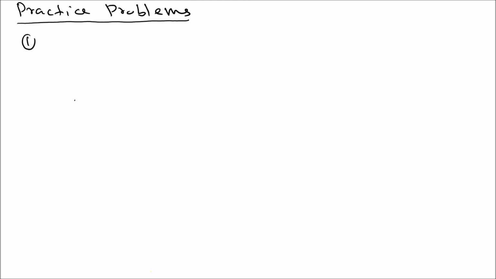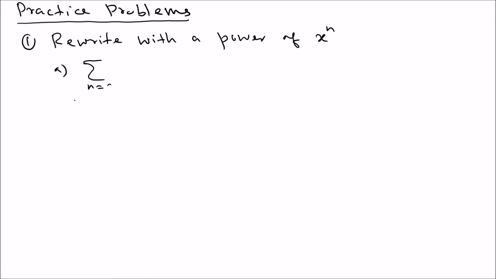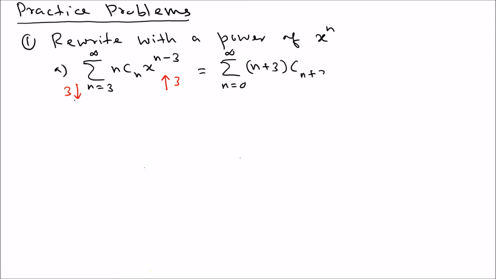The first one: let's try to rewrite with a power of x to the n. So the first problem: sigma n equals 3 to infinity of n c n x to the n minus 3. If you look at this problem, you can see it is n minus 3. That means you need to increase inside by 3 and decrease outside by 3. So your answer is, you decrease the index by 3, which means n equals 0 to infinity. Inside you increase by 3, so that is n plus 3, c n plus 3, and then x to the n, because you just add a 3. That's it.